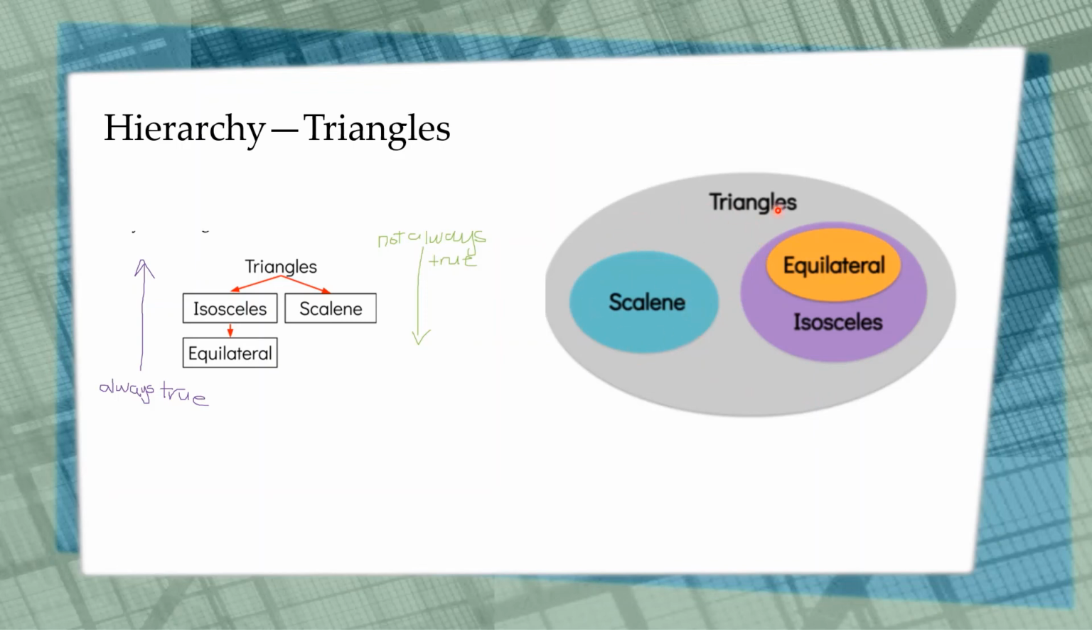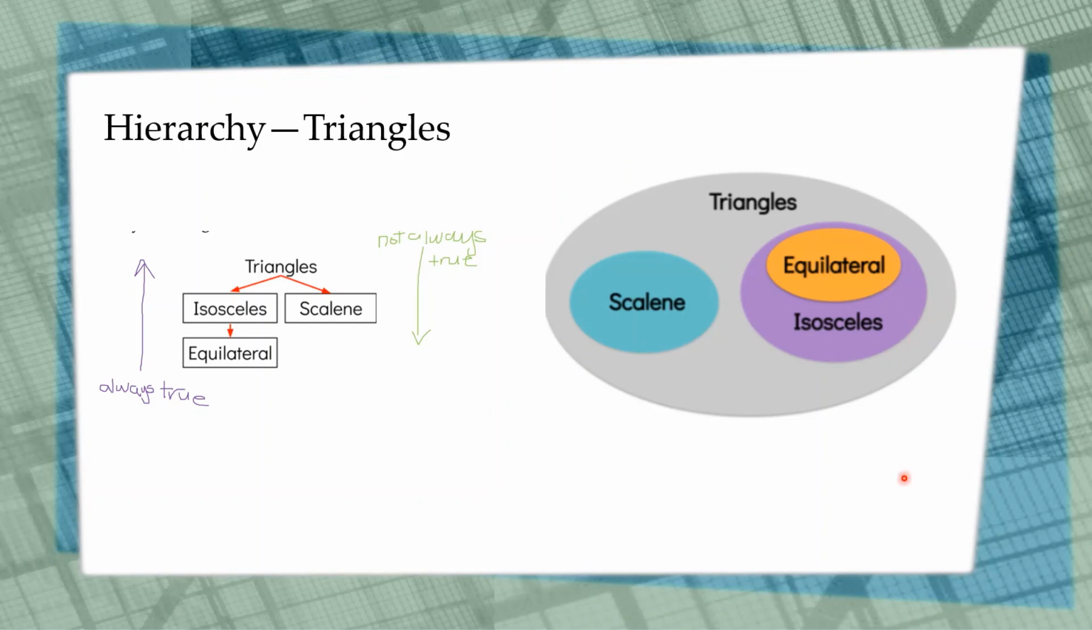But when we go from bigger to smaller, it is not always true. So for example, a triangle is not always an isosceles. A triangle is not always a scalene. A triangle is not always an equilateral. But an equilateral is always an isosceles. But notice, isosceles is not always an equilateral.